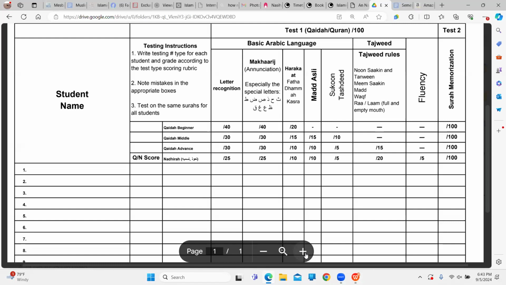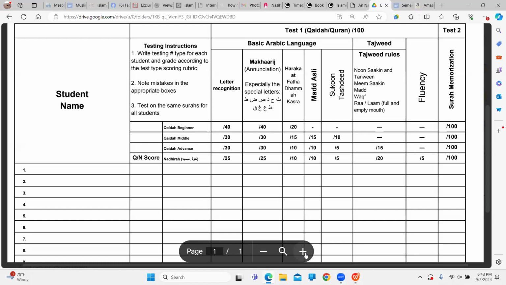For example, he's saying sad like ta, he's saying dad like dha. He's making a mistake, changing the letter. He puts it into letter recognition. Afterwards, if he makes a mistake in makharij, reciting the kha like a ka, reciting the qaf like a ka, reciting the dal like a da, the kids do it. So he puts them under makharij.